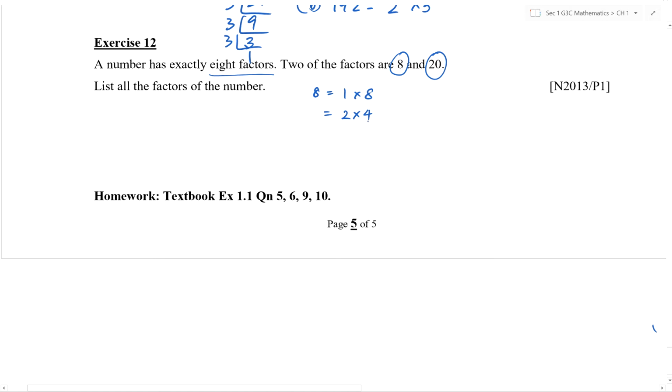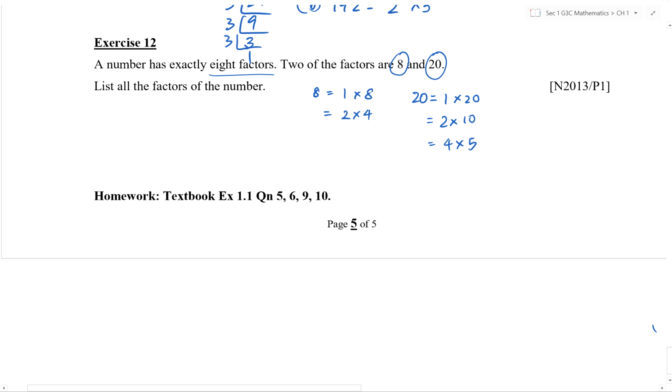So for the number 8, how many factors do you see? 4. 4 of them. 1, 2, 4, and 8. Okay. Then for the next one, 20. What are the factors for 20? So we've got 1 times 20. We've got 2 times 10. 4 times 5. Should I continue?